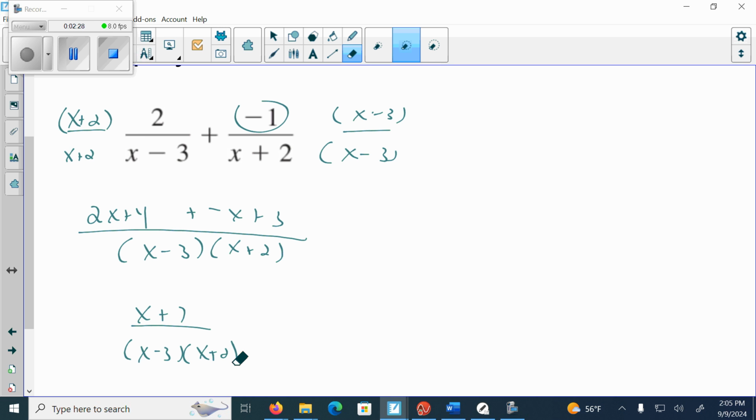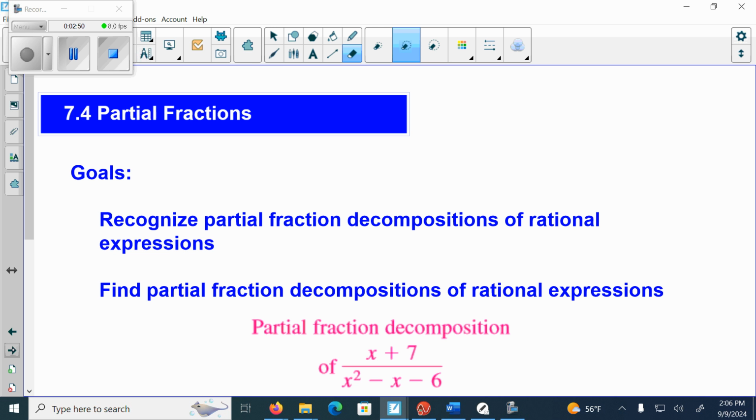So you learned how to do that already. What we're going to do today is we're going to start with this, and we're going to backtrack it to that. It's called partial fraction decomposition. And it comes in very, very handy when we're doing calculus and we go to take a derivative. It makes our lives so much easier. So, yeah, derivatives. Don't worry about that. We'll worry about that later. So we're going to recognize partial fraction decompositions of rational expressions, and then we're going to find them.